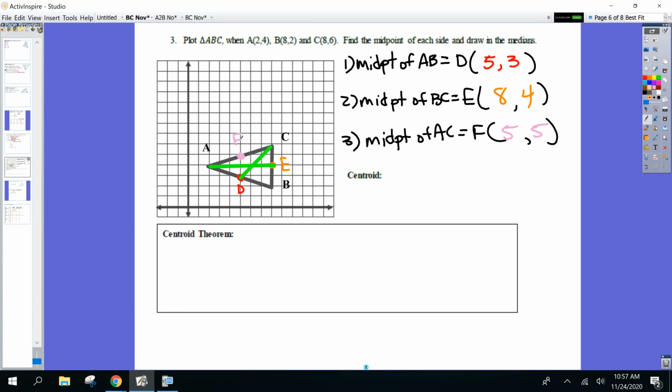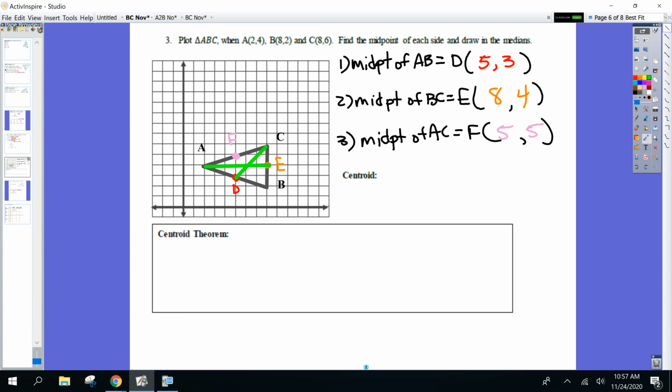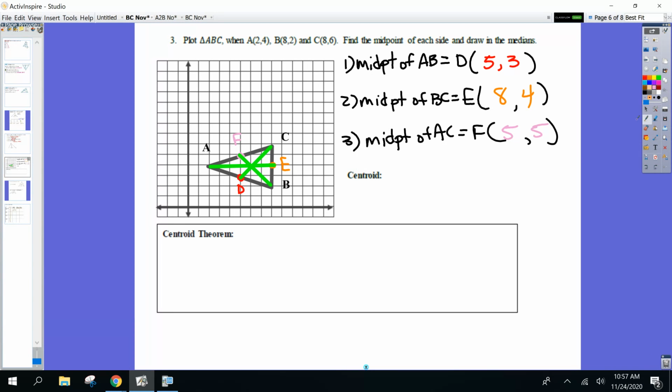And hey, what do we notice, kids? We just drew in all 3 medians, and look what happened. All 3 medians are concurrent, aren't they? All right, give me that point right there. Make it a point. Let's call it point G, the point of concurrency right here.